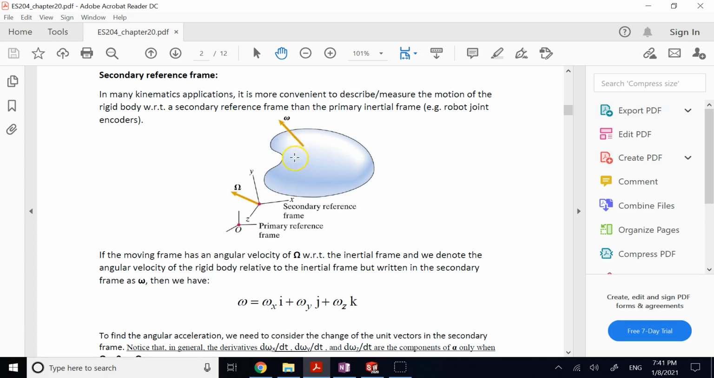And now when I say dh over dt, those h components change, because not only can their magnitude change, because the magnitude of components in omega can change, right? So you have d omega x over dt, d omega y, or d omega z over dt. Also, they can change because these vectors i, j, and k are rotating with this angular velocity omega, right?